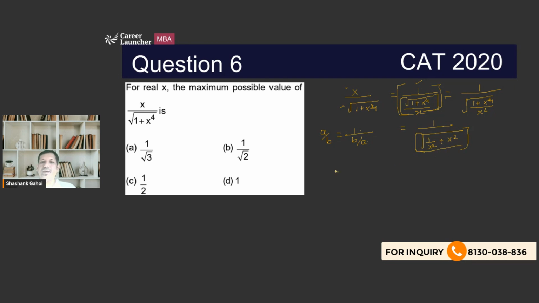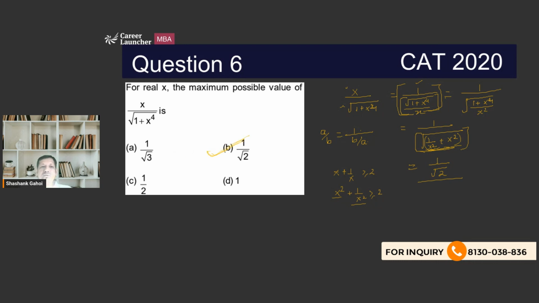We have already seen that x plus 1 upon x is always greater or equal than 2. Similarly, I can also say that x square plus 1 upon x square will also be greater or equal than 2. Because if I place x equal to 1, so this is going to be 1, this is going to be 1, so this value is going to be greater or equal than 2. So minimum value of this function is going to be 2 only. So if minimum value of the denominator is 2, so what is the maximum value of the function? That is going to be this. So answer of this question comes out to be option B.